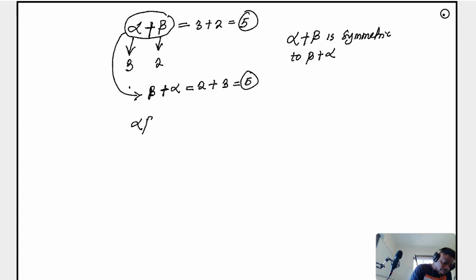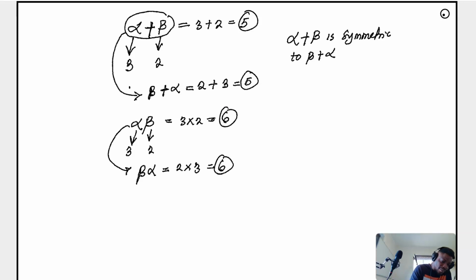Let's see alpha beta. Alpha is 3 and beta is 2. That is 3 times 2, which is 6. If I interchange this, this is beta alpha. What is beta? 2. What is alpha? 3. I'm still getting 6. So it simply means alpha beta is symmetric to beta alpha. This is also what we call commutative property anyway.